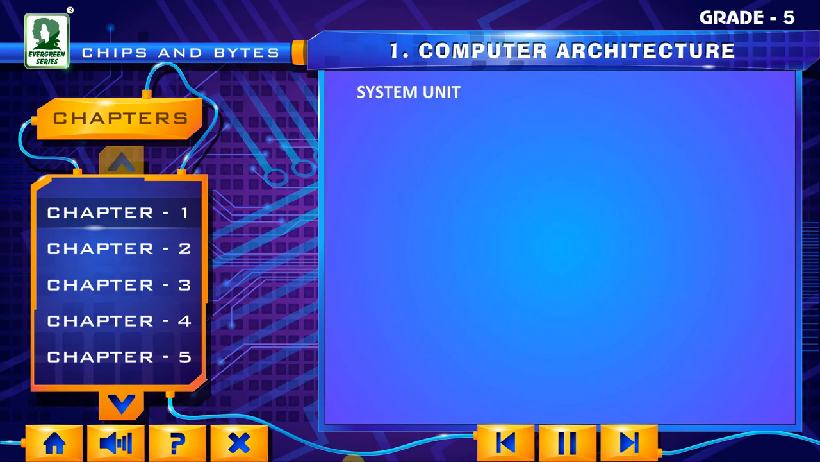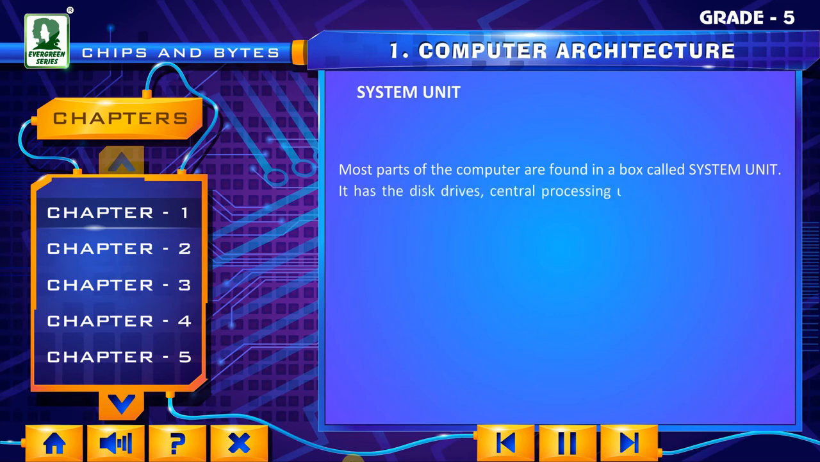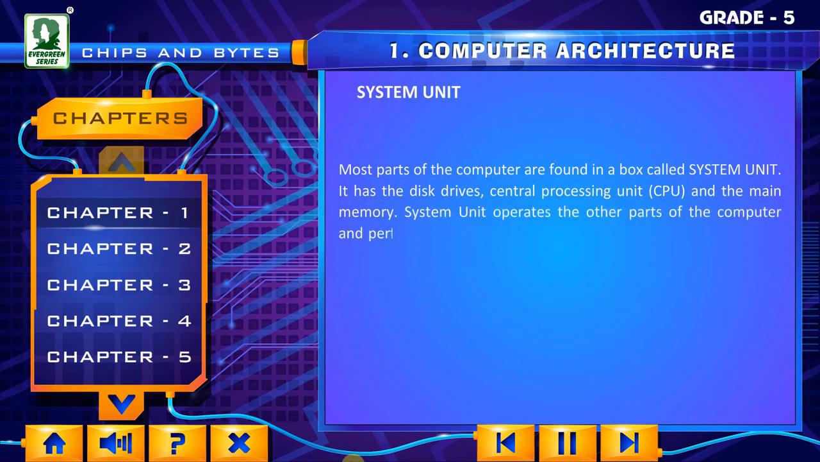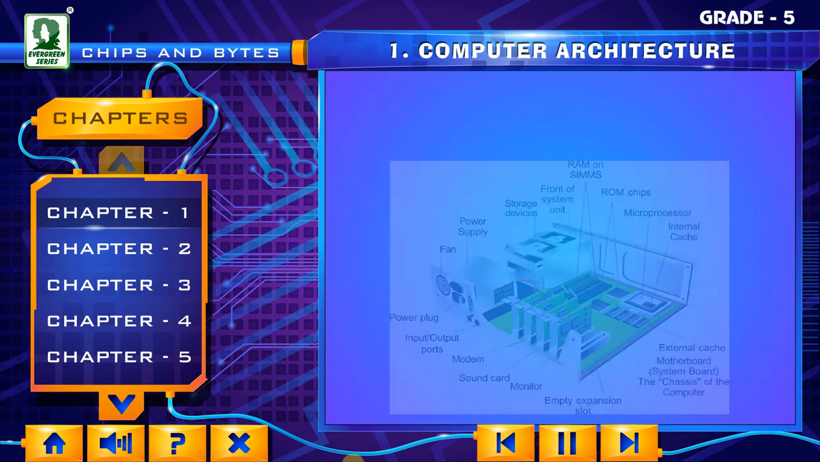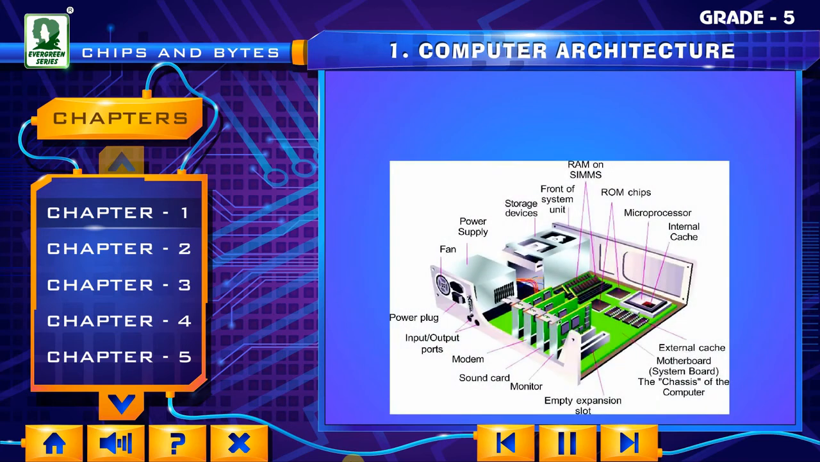System unit. Most parts of the computer are found in a box called system unit. It has the disk drives, central processing unit, that is CPU, and the main memory. System unit operates the other parts of the computer and performs all the calculations. All the input-output devices are attached to the system unit. This is how it looks from inside.